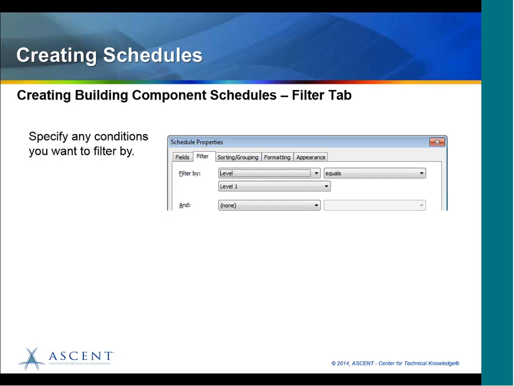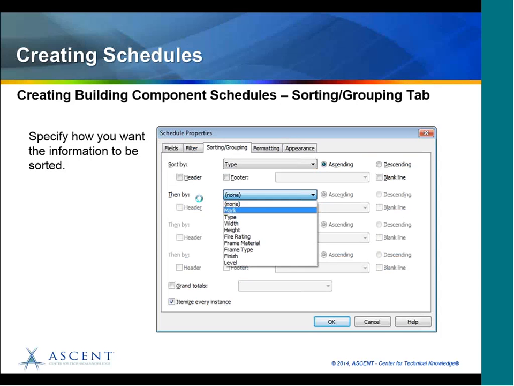The next tab in the Properties dialog box is the Filter tab, and you can specify any conditions you want to filter by. So in this particular example, we want to make sure that you're only seeing items on level 1. So we've got it set here to equals, and you're just going to have level 1 here. In sorting and grouping, you then specify how you want the information to be sorted. And as I go through some of the schedule creation, I'll talk more about what's in this particular dialog box.